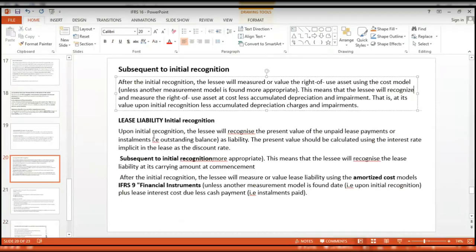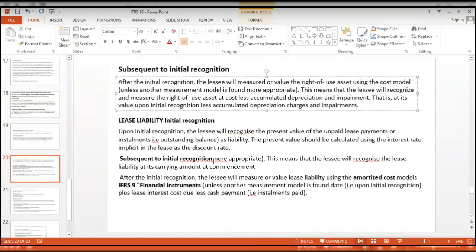Now the lease liability. Upon initial recognition, the lessee will recognize the present value of the unpaid lease payments, that is, the outstanding balance, as a liability. The present value should be calculated using the interest rate implicit in the lease.